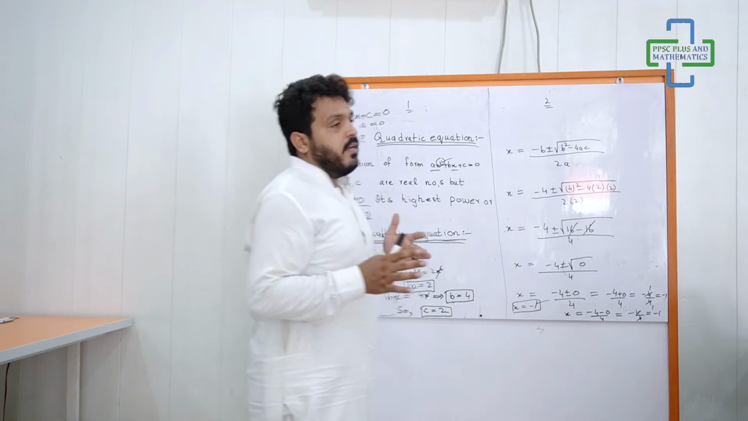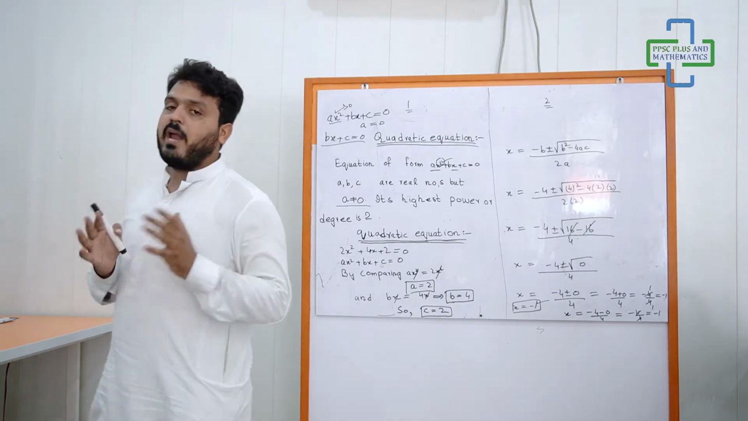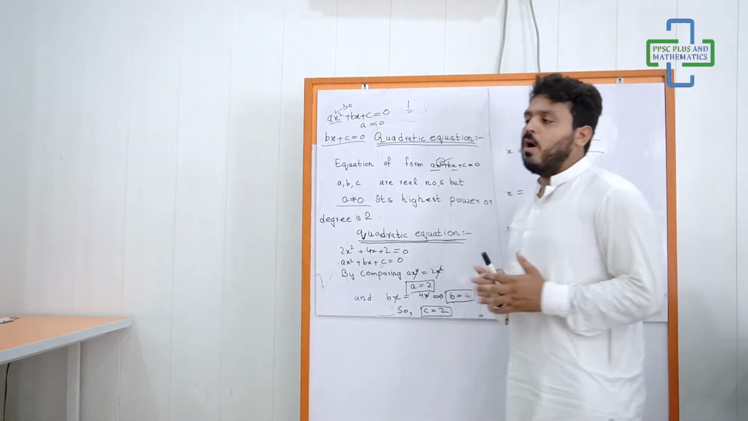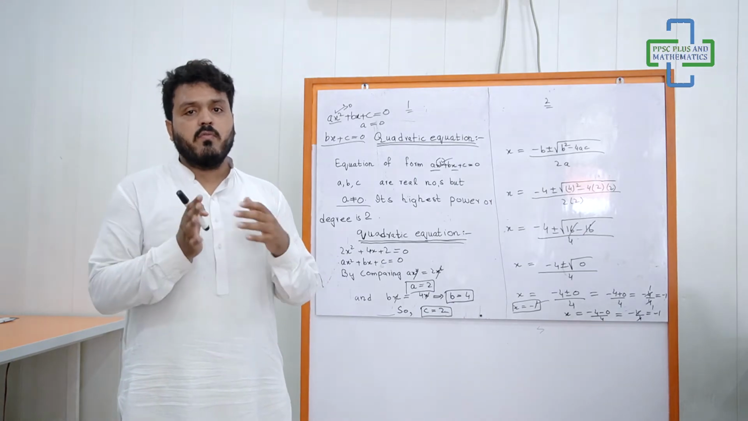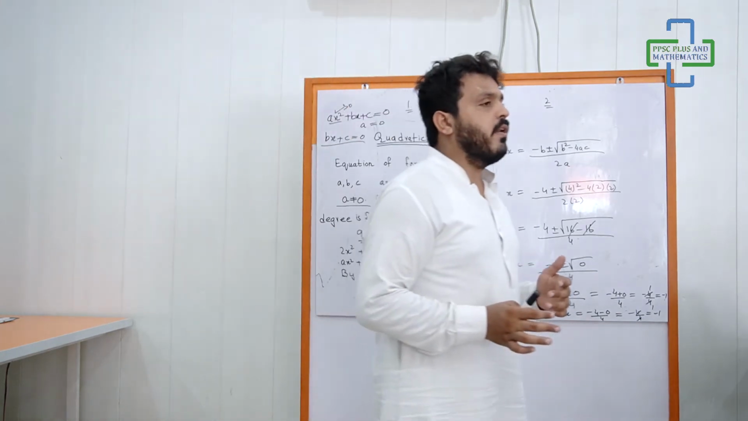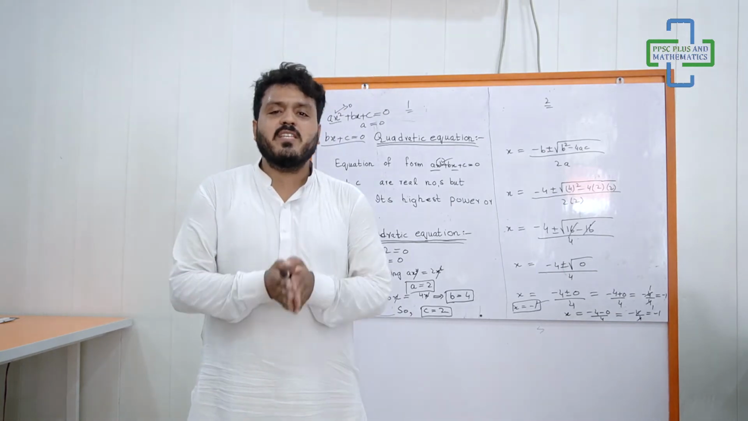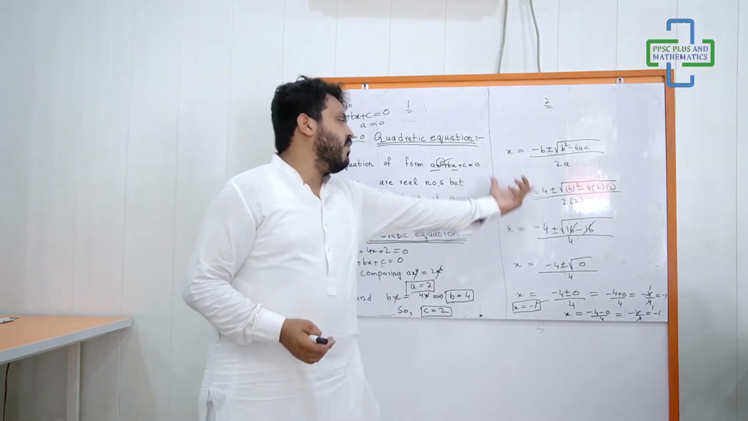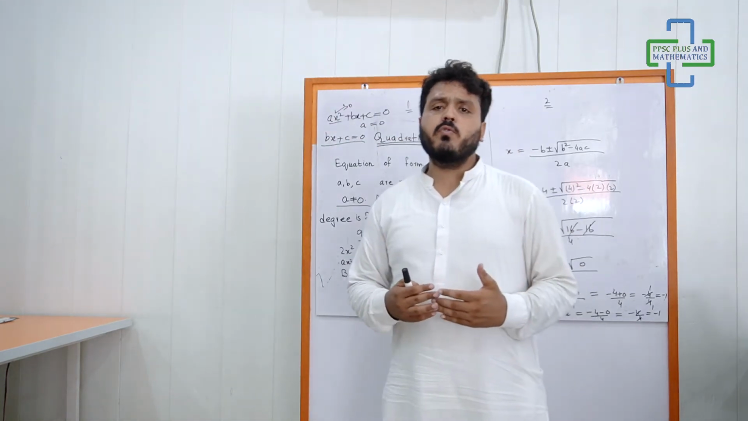The student also asked me how we can solve a quadratic equation, and how many methods there are to solve it. I am here to explain all these questions. There are three methods to solve a quadratic equation: number 1 is completing square, number 2 is factorization, number 3 is the quadratic formula. Today I shall solve a quadratic equation through the quadratic formula.